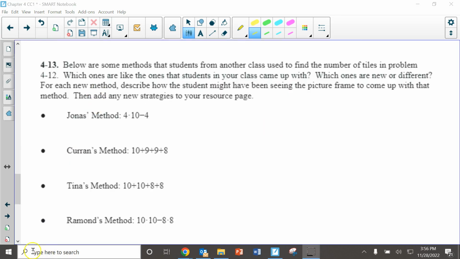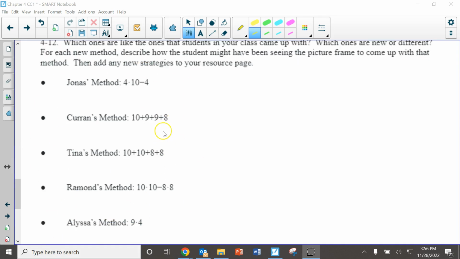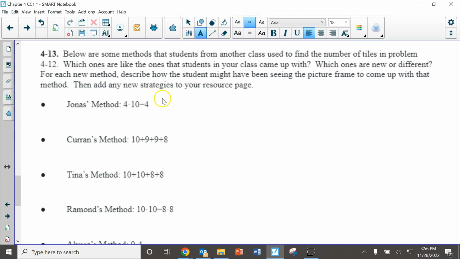So if you turn the page, we're going to look at the methods, okay? And we're actually going to describe how the student might have been seeing the picture frame to come up with the method, okay? So now we're going to put it into words. And again, I'm going to type so that it's clear because writing on top of a screen can be hard.